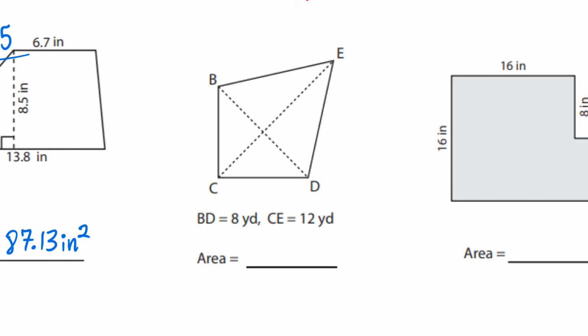Okay, on this one, this is a kite also. BD, the whole diagonal, it says right there is 8. CE, this whole diagonal is 12. So it's diagonal 1 times diagonal 2 divided by 2. What does that give you? 48 yards squared.